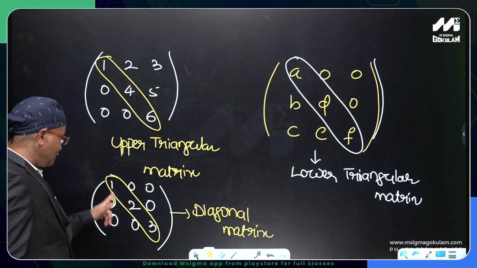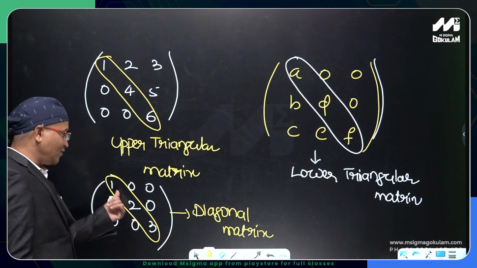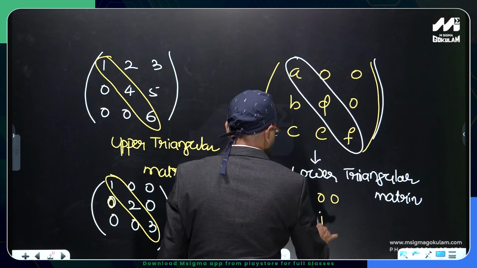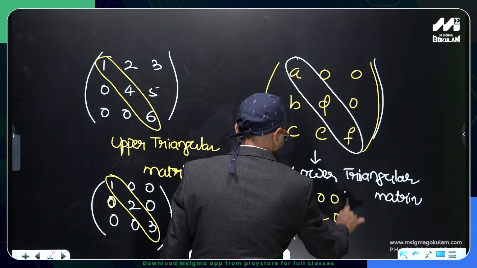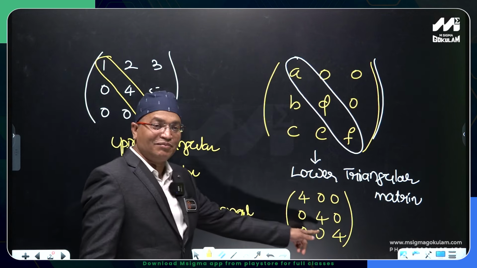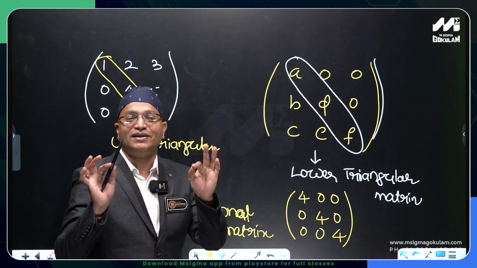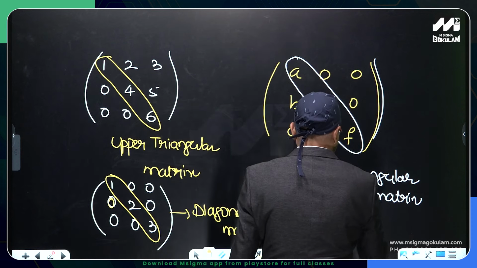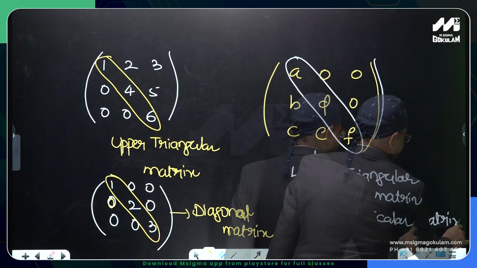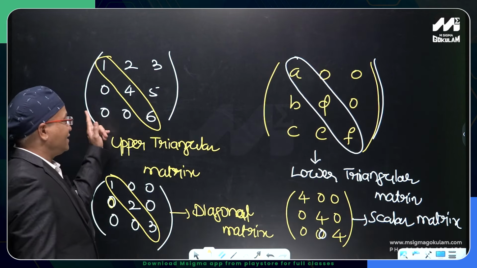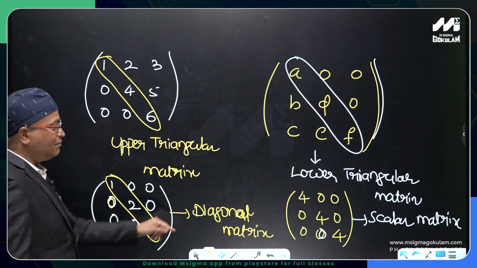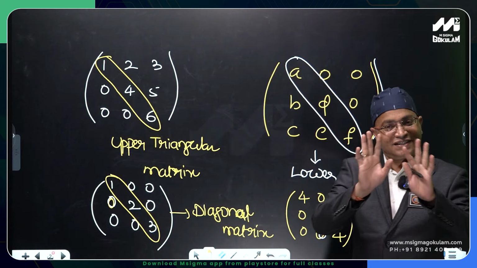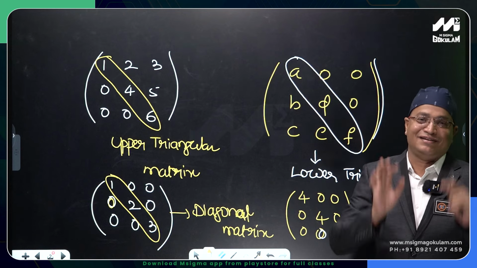Fine. Suppose you see all diagonal elements are equal to one particular number. For example, like this: 4, 0, 0, 0, 4, 0, 0, 0, 4. It is a diagonal matrix, but all diagonal elements are equal to one particular constant, 4. This is called a scalar matrix. Fine. You observe upper triangular, lower triangular, diagonal matrix, scalar matrix. These are all square matrices. The number of rows and number of columns is the same. Clear? They will not be rectangular matrices.